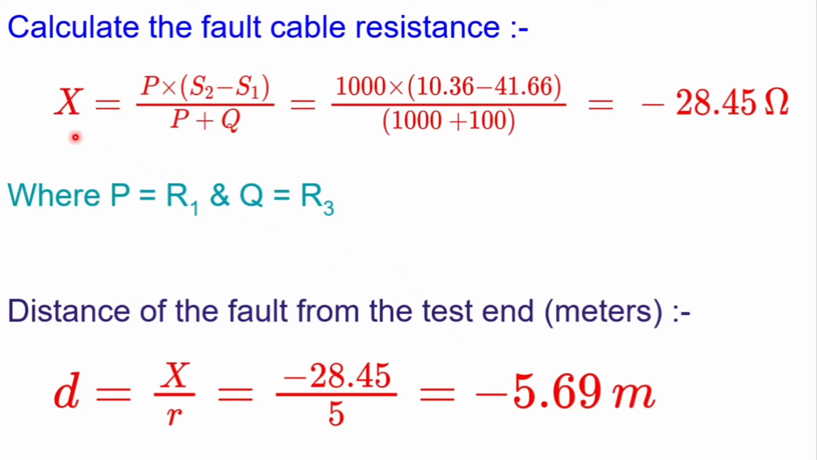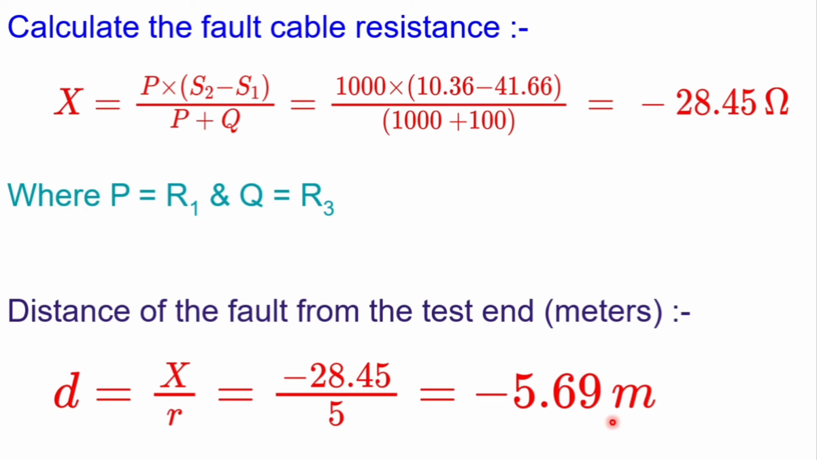So further, what was the calculation you need to do? Find out the value of X. X is P into S2 minus S1 upon P plus Q. We saw in the theory how it came, right? So this is the value you get. And if you want to find out the small d, that is the distance of the fault from the test end, then it is capital X upon small r, which is equal to minus 28.45 upon 5, and the value comes out to be this.